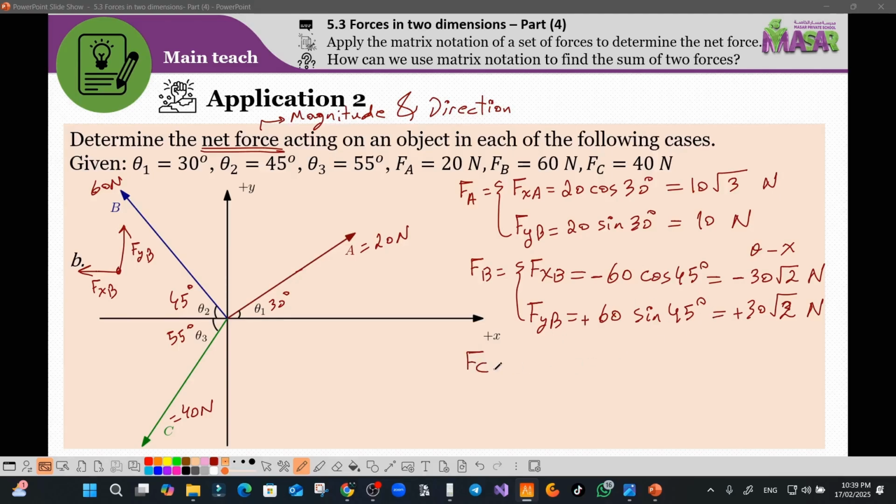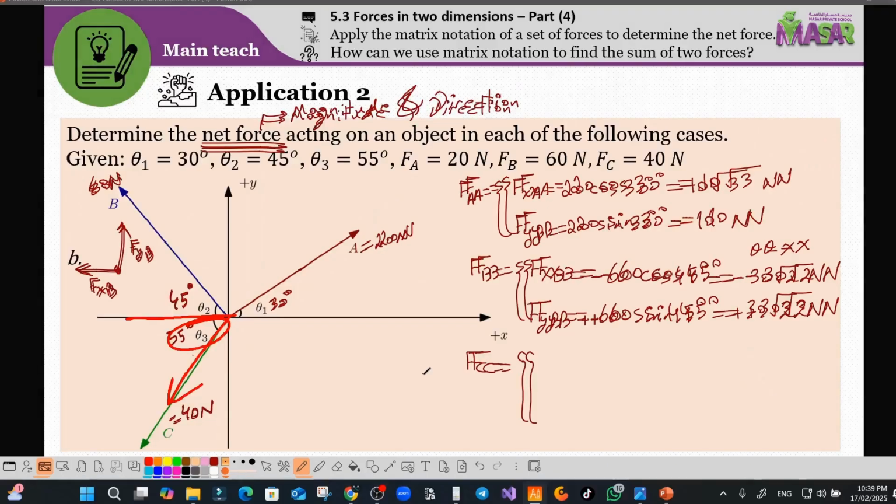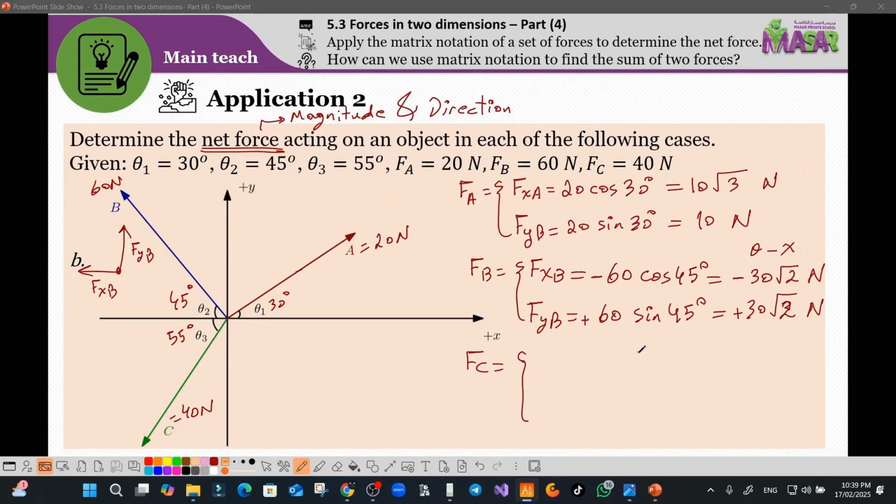Now, finally, this is FC. Again, it's measured with respect to what? The x, because it's measured between the force and the x-axis. So again, we're going to apply the cosine, the F times cosine for the x component. So Fx of C and Fy of C. Now the Fx of C is equal to the magnitude times the cosine of the angle. So the magnitude of the force is 40 times cosine of the angle, which is 55.